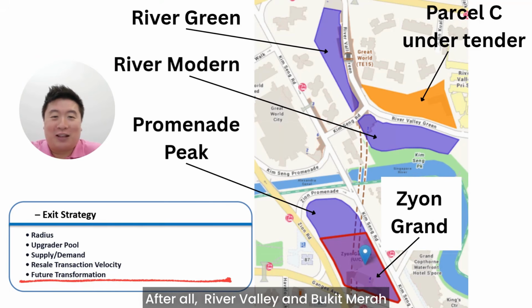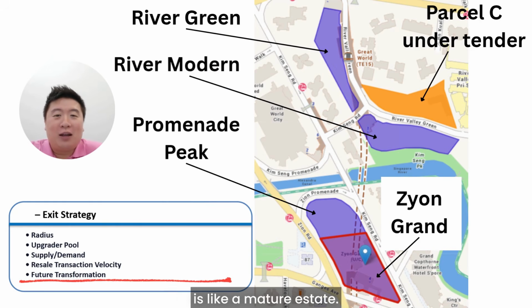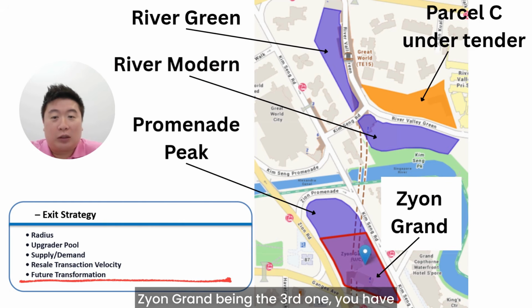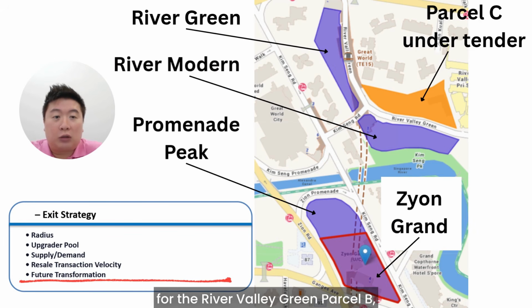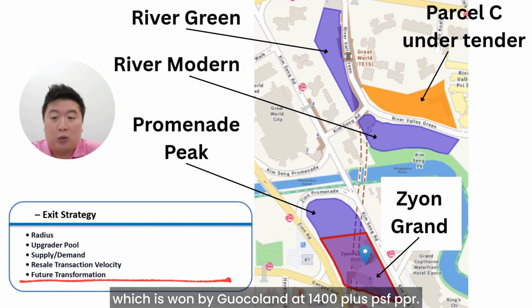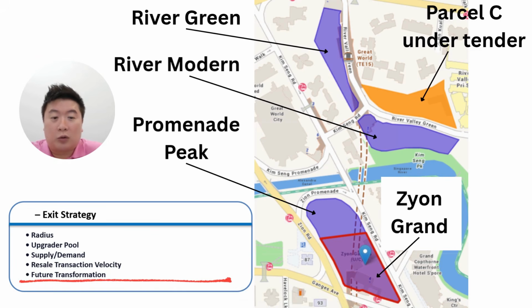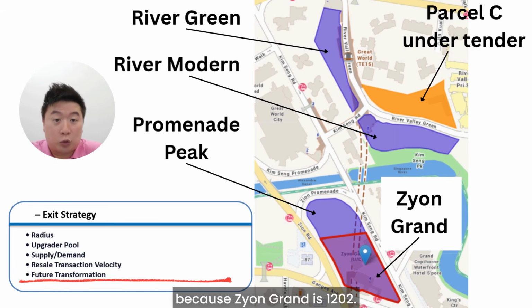After all, River Valley and Bukit Merah is like a mature estate, right? But of the plots of land slated for new development here, we are the third one, being Zion Grand. You have River Green and Promenade Peak already sold. Zion Grand are coming. And there's also a new one, River Modern. That's actually the tentative name for the River Valley Green Parcel B, which is won by Guocoland at 1,300 plus PSF PPR. So that's a good sign because Zion Grand is 1,202.